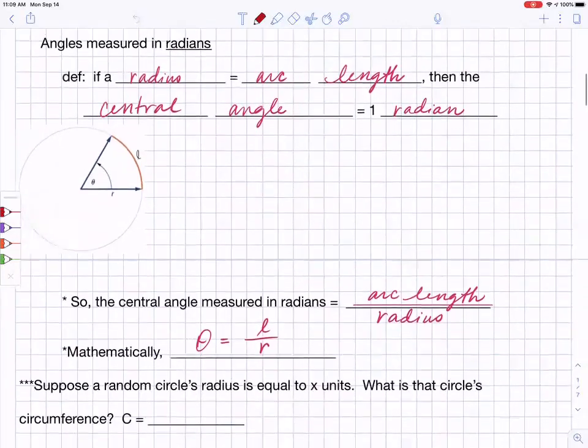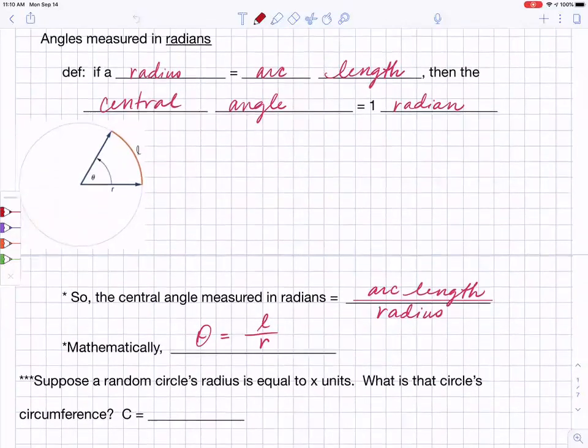I wanted to define what a radian is, because you're used to dealing with degrees. You're comfortable with degrees, all right? But you're probably not comfortable with radians because you haven't worked with radians before. So I wanted to define exactly what a radian is. What we've got here, and I've got a picture, is that a piece of a circle is called an arc length.